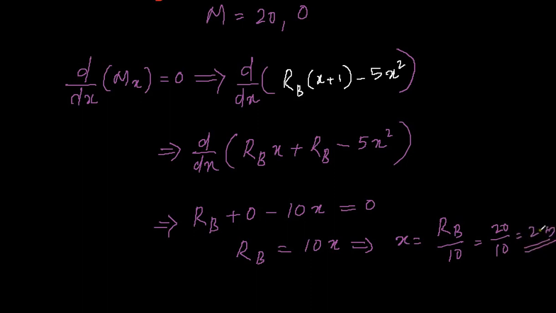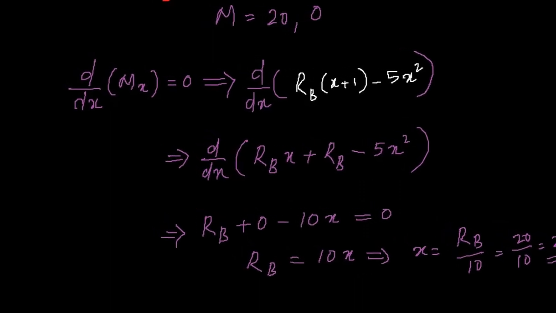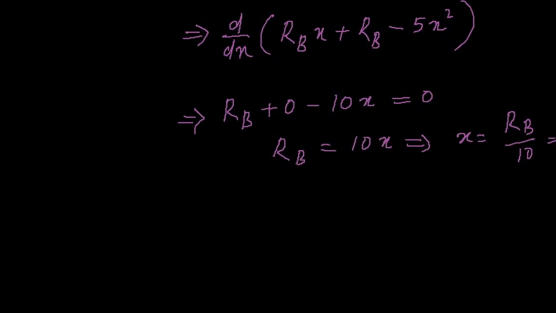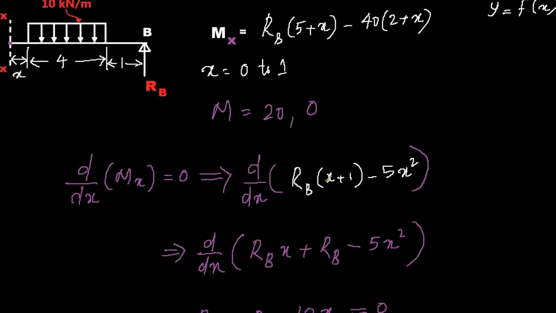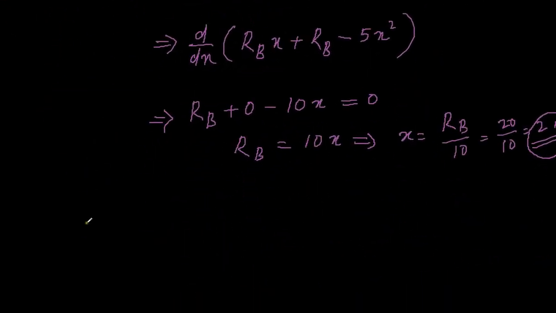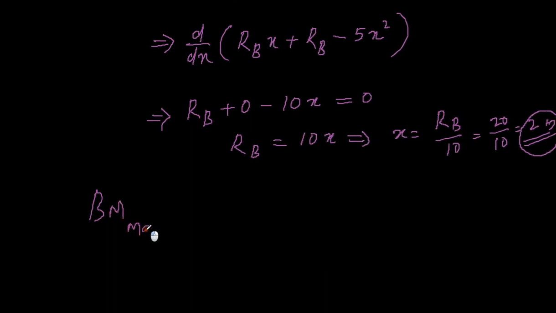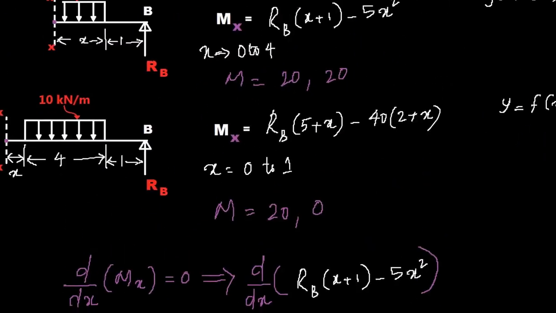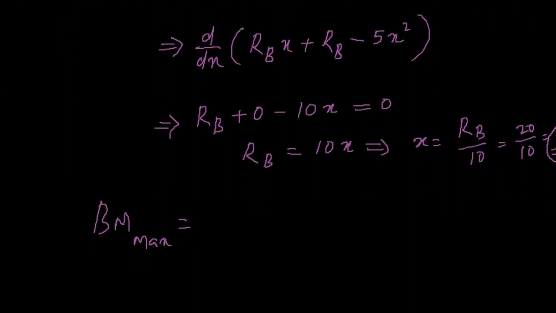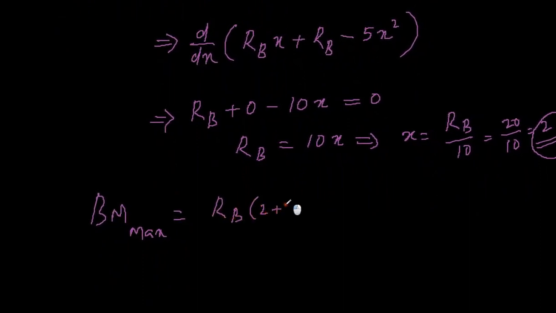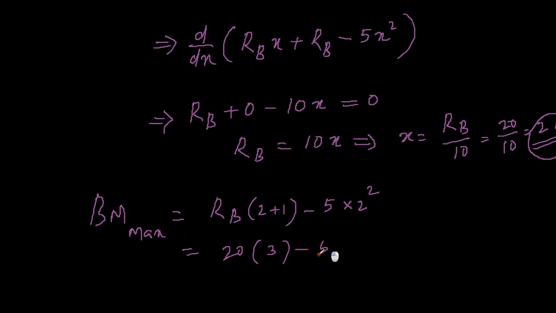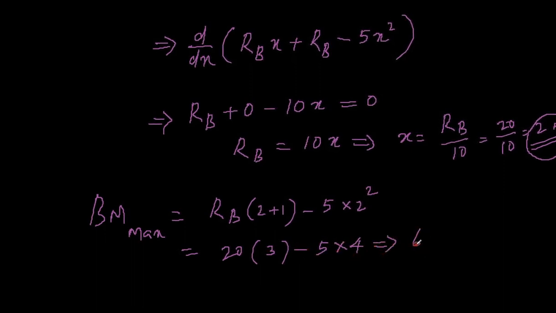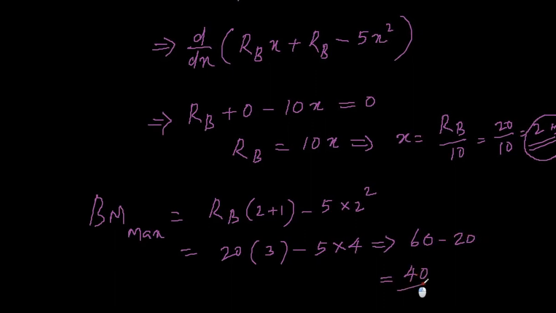So at x equal to 2 meter, you will have the maximum value of that equation. Now to calculate the maximum value, you substitute this value in this equation. So you give the value of 2 for the x in this equation, and you get the maximum bending moment. So bending moment maximum is equal to RB times 2 plus 1 minus 5 times 2 square. That is 20 times 3 minus 5 times 4, that is 60 minus 20, that is equal to 40. So 40 is your maximum bending moment, 40 kilonewton meter.